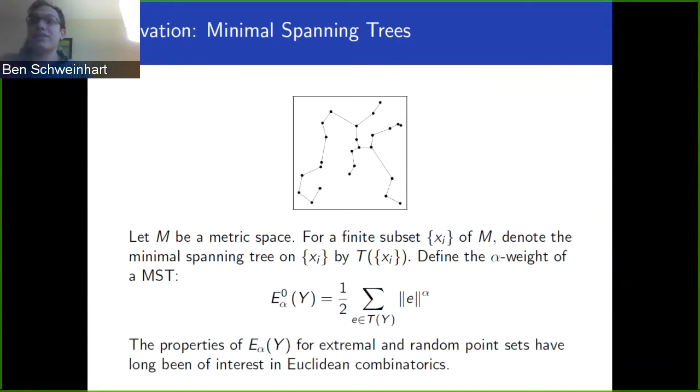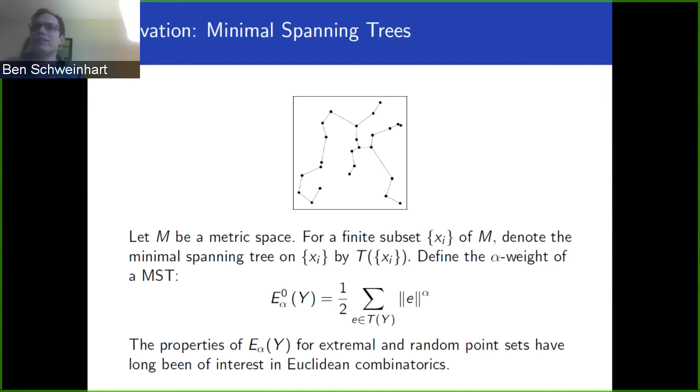And I wanted to say, I don't have time to go through the whole literature here, but the properties of this alpha weight for minimal spanning trees have long been of interest in Euclidean combinatorics, both for extremal and random point sets. And there are papers going back to the 40s that relate this quantity for Euclidean minimal spanning trees to the ambient dimension for extremal point sets. So there's a long literature on this.